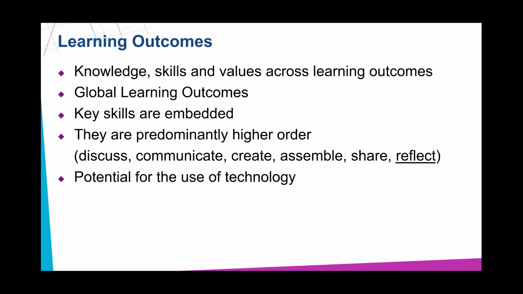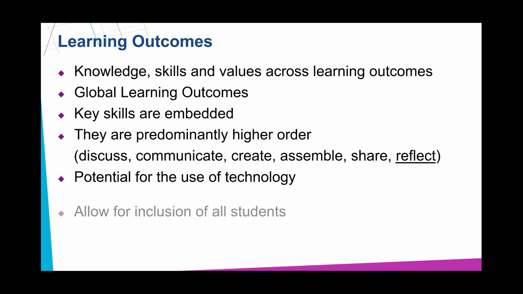The learning outcomes indicate a potential use for ICT. So if you look, say, at learning outcomes 1.1, create a visual representation, or 1.7, where students are asked to create a timeline, or indeed the reflection learning outcome at the end of each of the strands, there's lots of potential there for the use of technology. So they could create a timeline using ICT, and they could use a collage maker to create a visual representation. They could reflect via a blog.